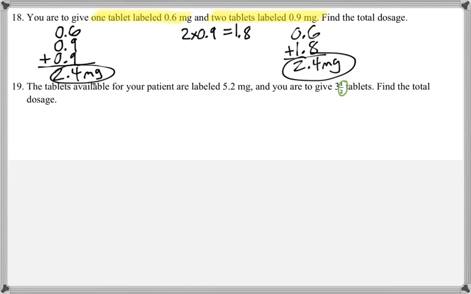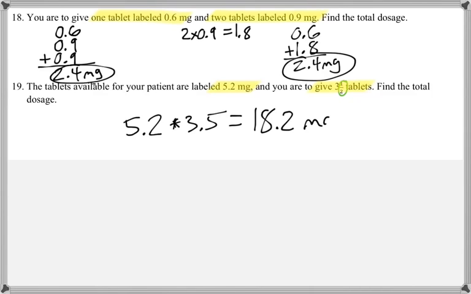So this is going to be 5.2, and I'm actually multiplying by 3.5. So the tablets are 5.2 milligrams apiece, and we're supposed to give 3.5 of them. So if you multiply them together, this gives us the answer, and that will be 18.2 milligrams.